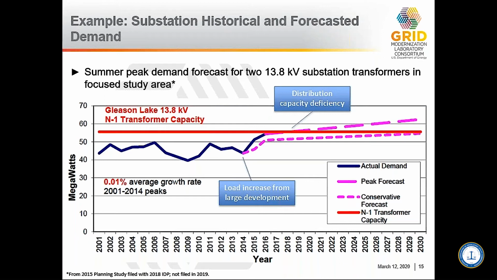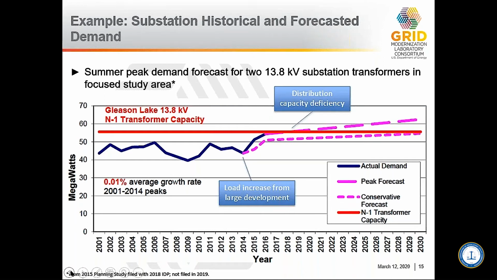Sometime around 2015, there was a load increase from a large development, and that now impacted the load forecast going forward. As you can see, the load forecast jumped dramatically from about 2015 onward, and such that when you project into the future, around 2018, the substation load would exceed its thermal capacity limit on an N-1 contingency situation. That is, when a fault happens and you have to transfer load to the substation, it will be overloaded beyond its thermal capacity. And so therefore, this will require distribution planners to develop mitigation measures for this substation.